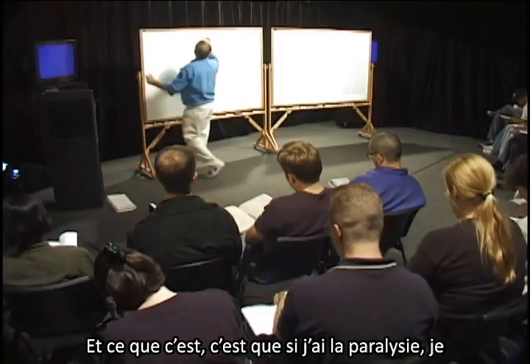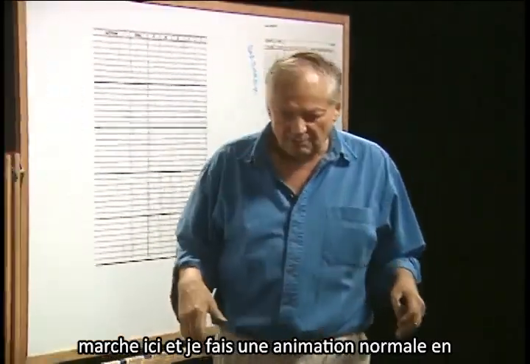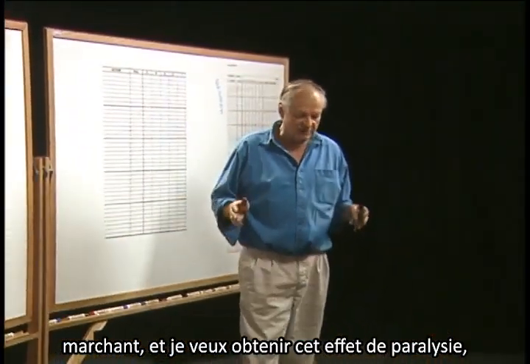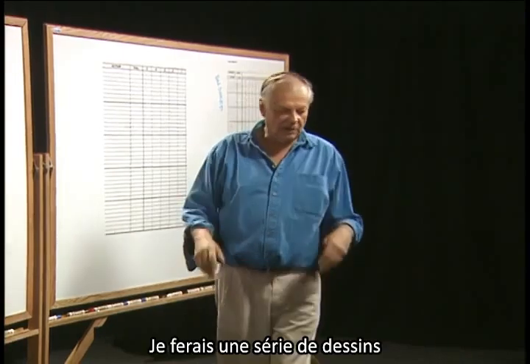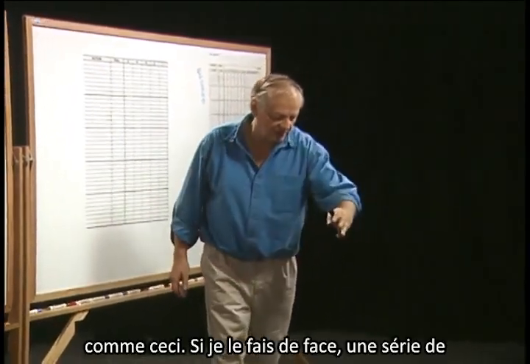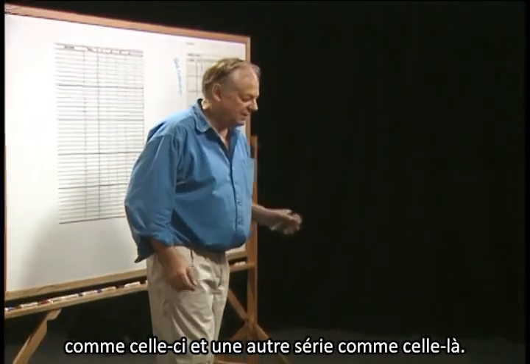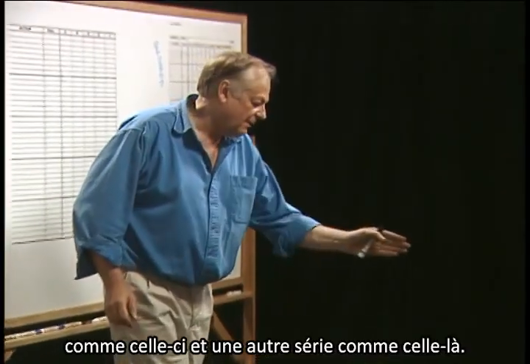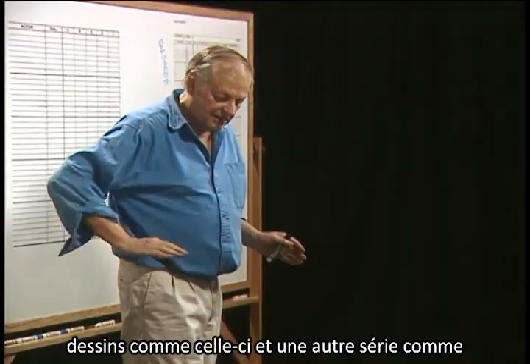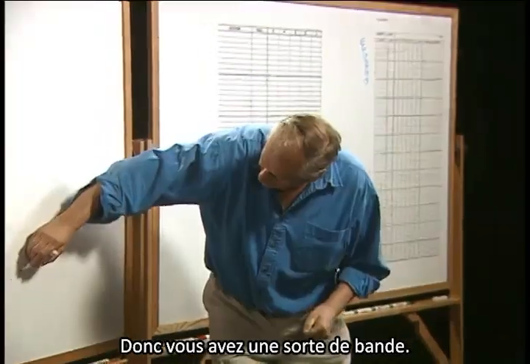What it is: if I've got the palsy, and I'm walking over here and I do normal animation of me walking, and I want to get this effect of the palsy, I will do a string of drawings like this, from the front, and another string of drawings like that. And the same on the other side. So you've got a kind of band.